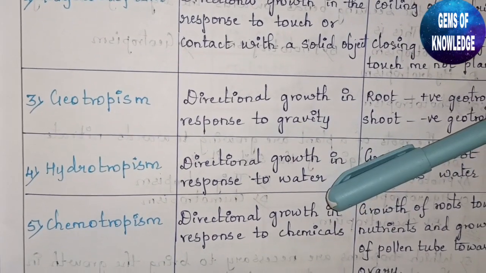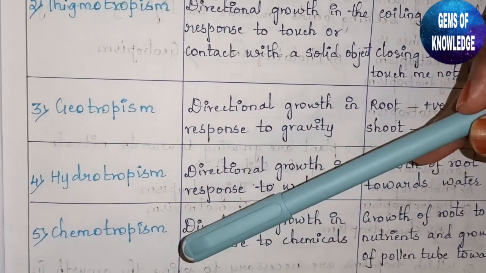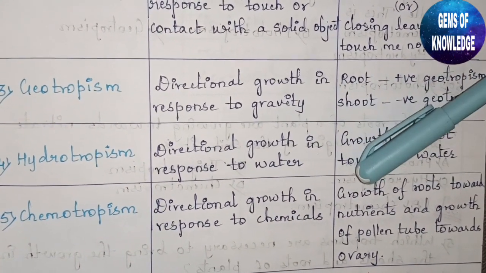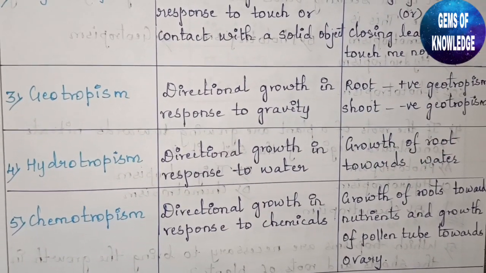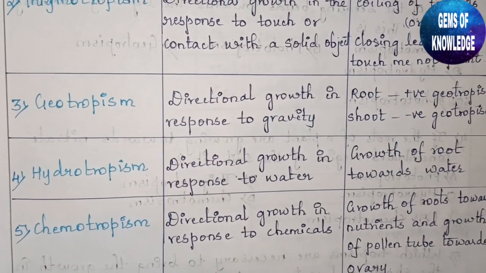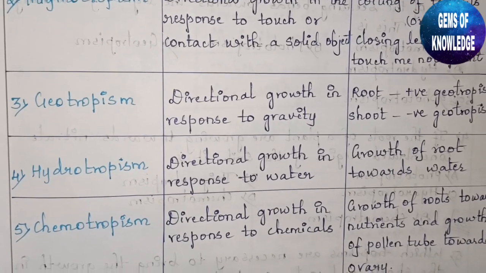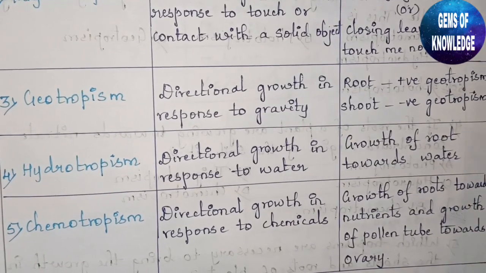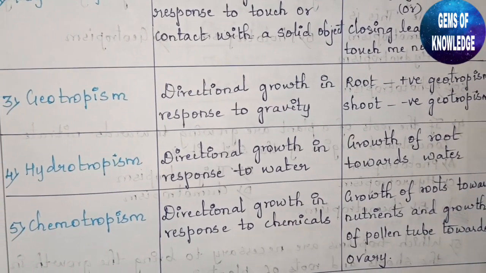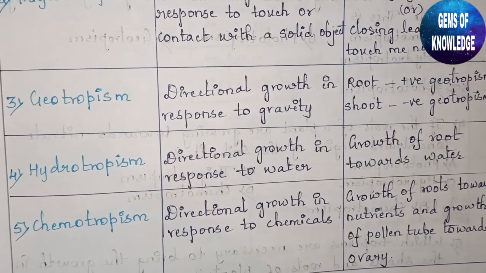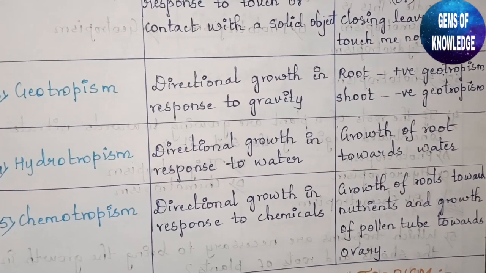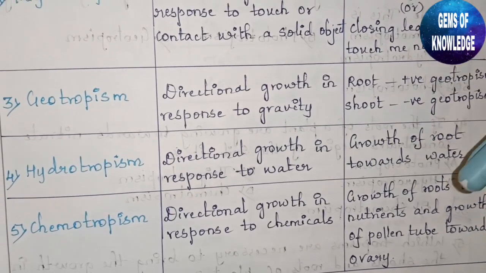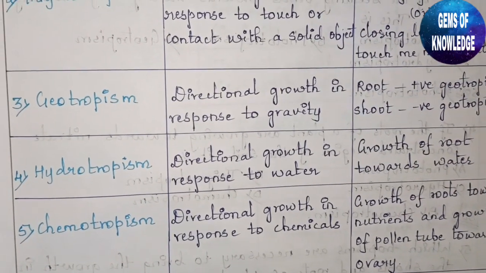The last one is chemotropism. This is directional growth in response to chemicals. The growth of roots towards nutrients is an example; the root grows deep into the earth where it gets the maximum amount of nutrients to grow. Another example is the growth of the pollen tube towards the ovary. When pollen grains fall on the stigma of the plant, the pollen tube grows inside the stigma so that it reaches the ovary. That is also an example of chemotropism.